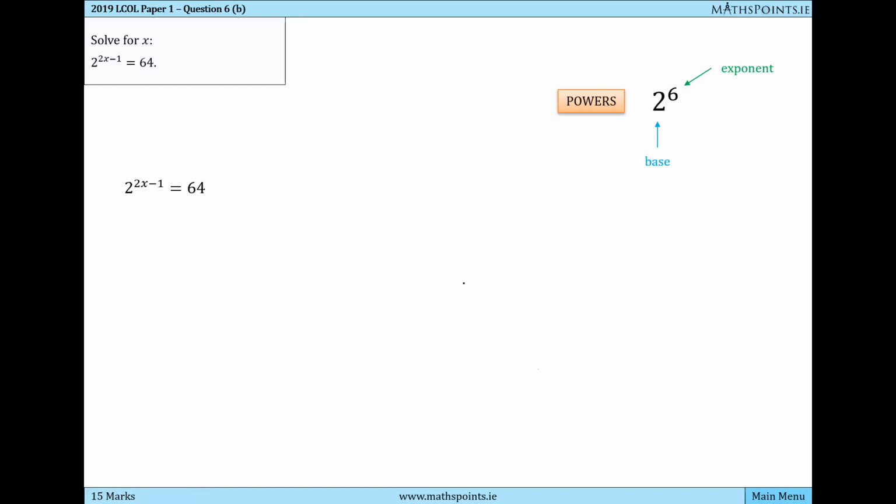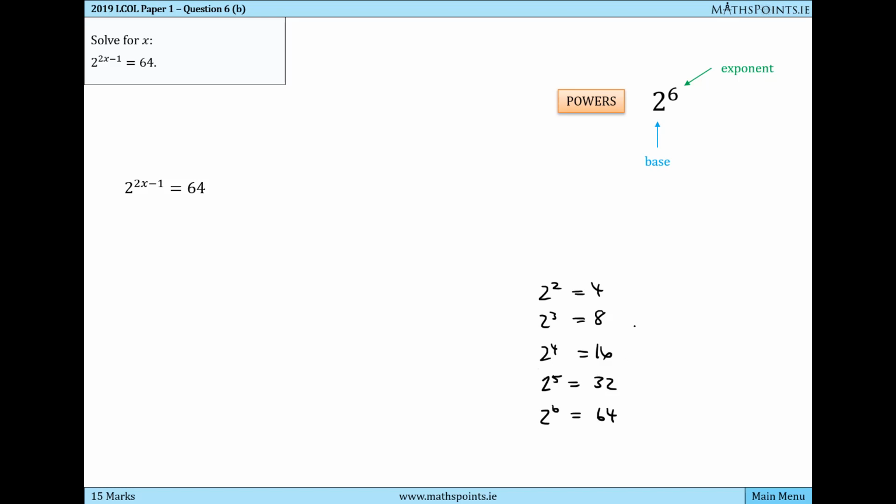So to try and turn 64 into 2 to the power of something, we can start with 2 squared is 2 by 2, which is 4. 2 cubed is 2 by 2 by 2, which is 8. 2 to the power of 4 is 2 by 2 by 2 by 2, which is 16. 2 to the power of 5 we're going to multiply by another 2, so that's 32. And 2 to the power of 6 will multiply by one further 2 and we get 64.